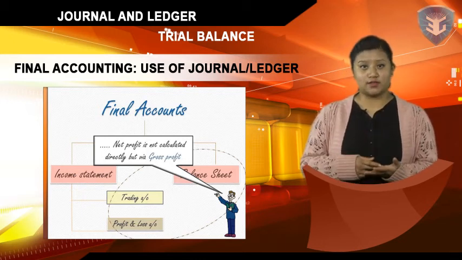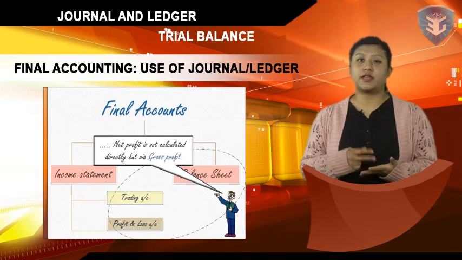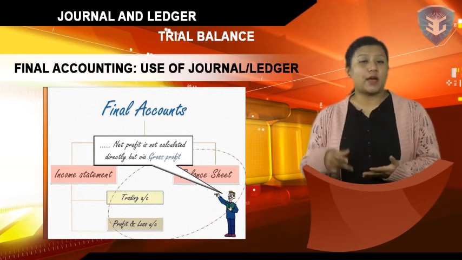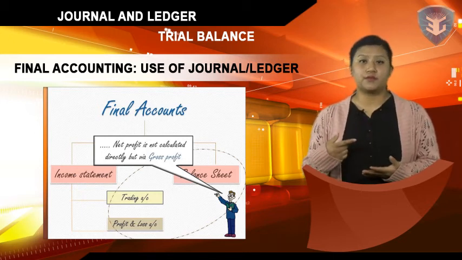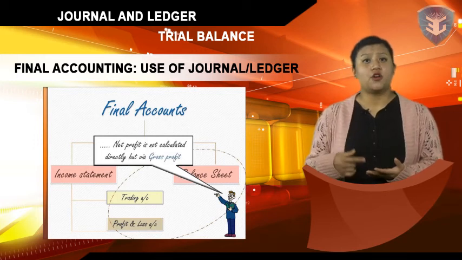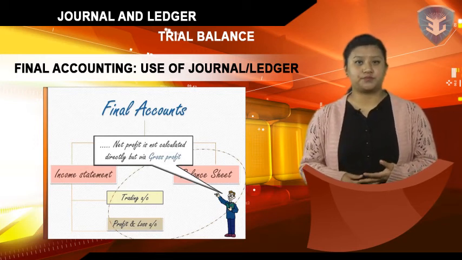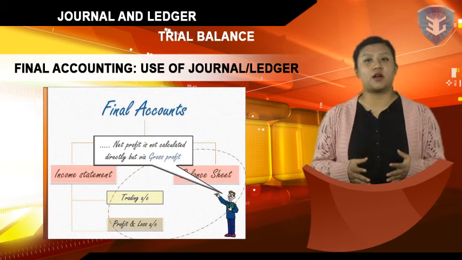The profit and loss account is closed by transferring its balance to either the capital account or the profit and loss appropriation account. For this, a journal entry is recorded. All the remaining accounts are listed out in the balance sheet.